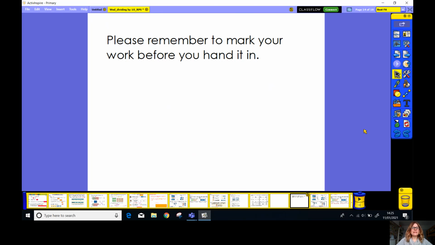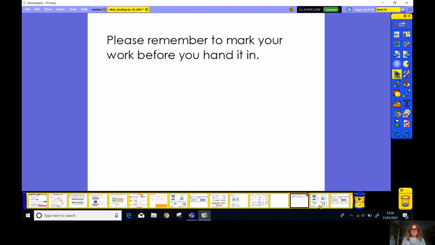Okay, brilliant. Now, please remember to mark your work before you hand it in. And as normal, you'll probably have worked through the normal steps that you do in school. So, for example, if you normally start on step 2, you probably started on step 2, went to step 3, and then on to digging deeper. If you normally start on step 1, then don't worry if you started there today. Obviously, work at your pace, but try and do as much as you can in the time that you've got.